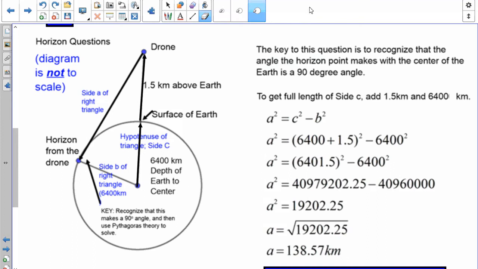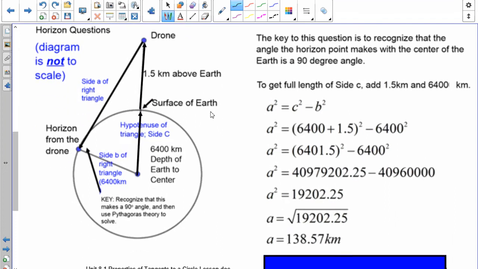Now you may ask yourself, if this is 1.5 and this is 6400, it doesn't make any sense. This can't be 1.5. But remember when we went up here, everything is not to scale here. It's not possible to draw this to scale. If I did, my hypotenuse would look something almost exactly along that line there. It would be so close to the actual horizon point that you wouldn't even be able to recognize it.